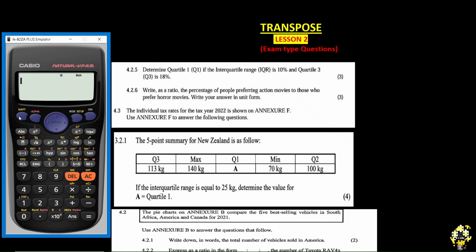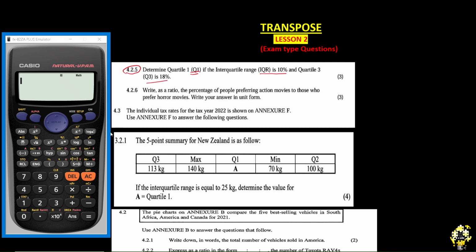Now, before we get started, you already know that we have to get our calculator ready for everything. When that is done, we can get started. So now we have the 4.2. This is where we are. 4.2.5 says determine quartile 1. I remember I told you in the last lesson that it could also have to do with interquartile range. Determine quartile 1 if the interquartile range is 10, so IQR is 10, and Q3 or quartile 3 is 18%.